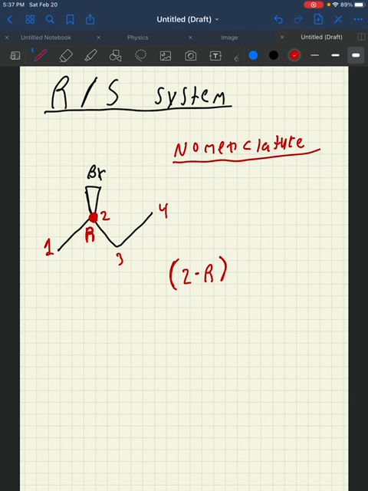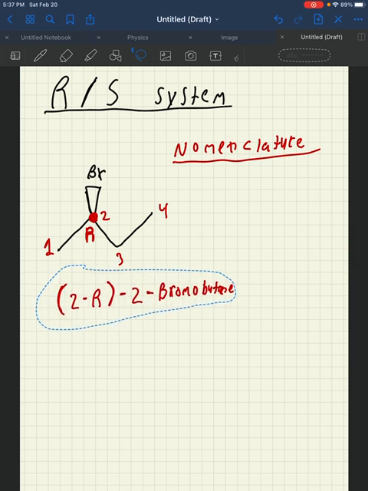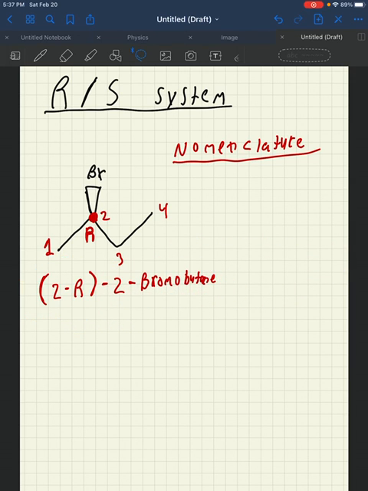2R, 2-bromo, 1, 2, 3, 4, butane. Boom. You guys just understood what the R system is.